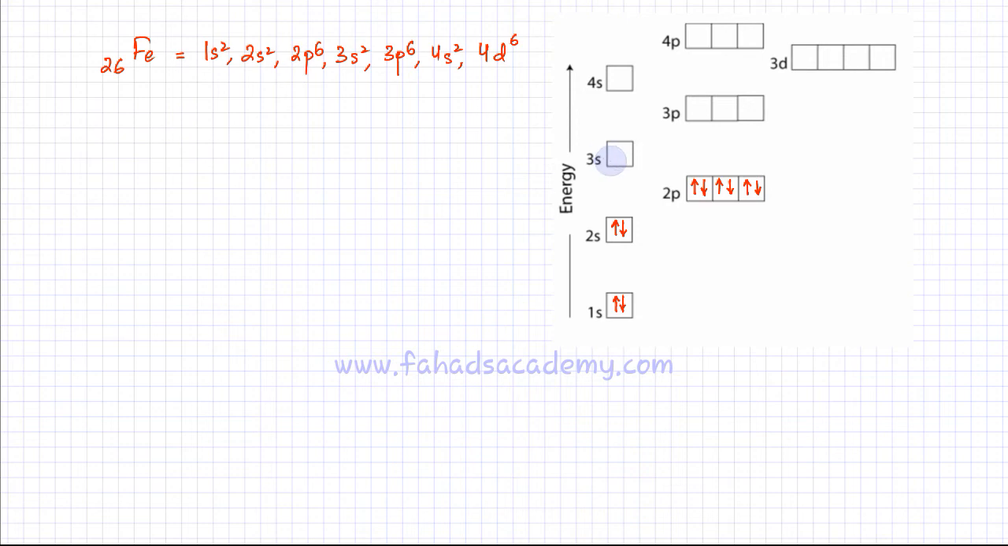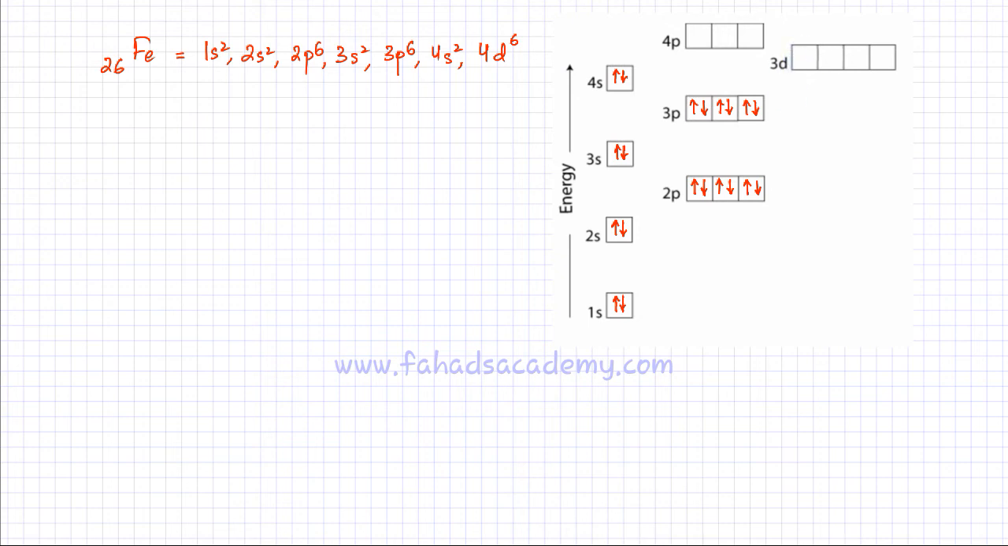The 3s is completely full as well, so that's 2 paired electrons having opposite spins. The 3p is completely full as well, so 1 electron entering each orbital first, and then the ones having opposite spins. And after that you have the 4s that is completely full, and then the 3d has 6 electrons.